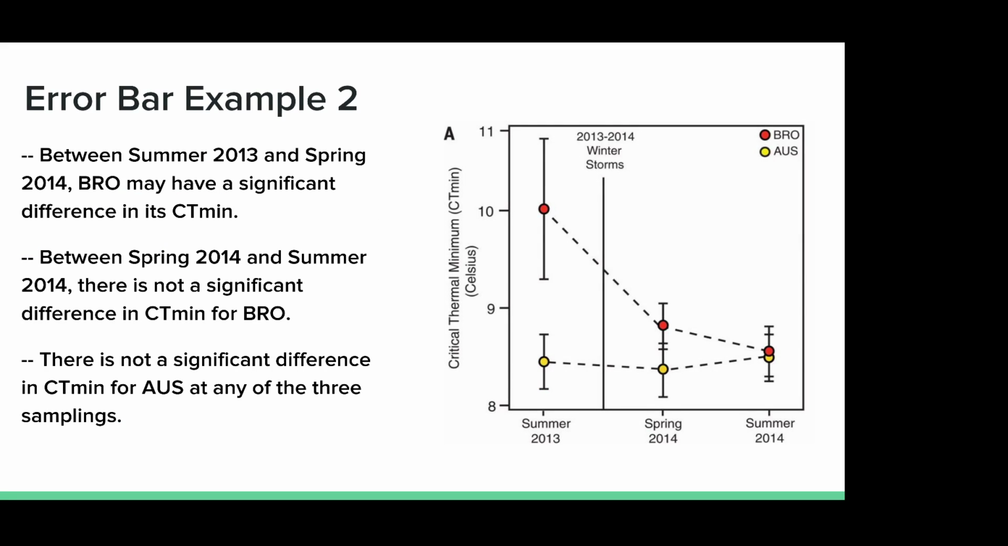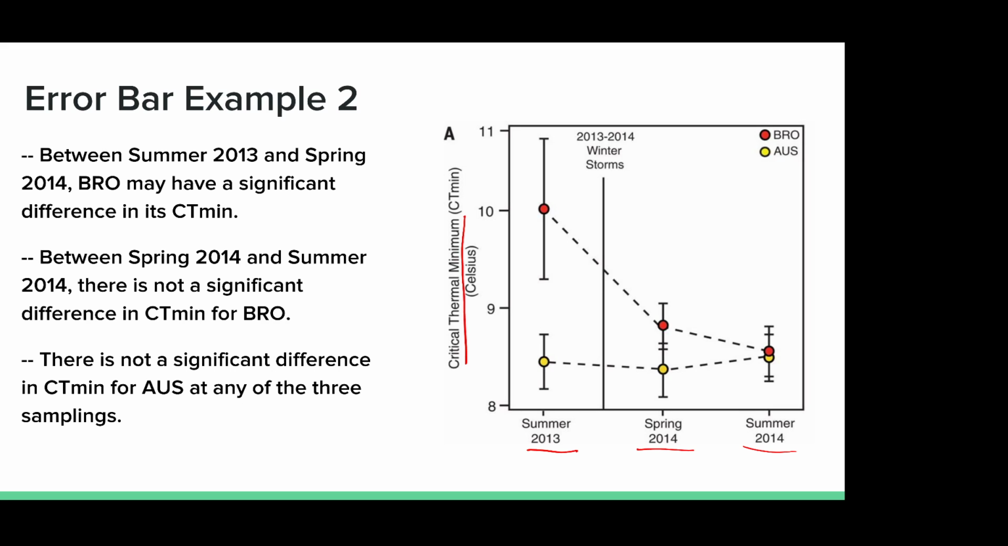Another example, also from HHMI, and I just took the graph itself. I didn't want to bring in too much information to overwhelm you guys. We see here on the x-axis, summer 2013, spring 2014, and summer 2014. So we've got 3 different time periods of observation. And then on the y-axis, we have critical thermal minimum temperature, in Celsius, which of course we should be using irrespective of our Fahrenheit preference.